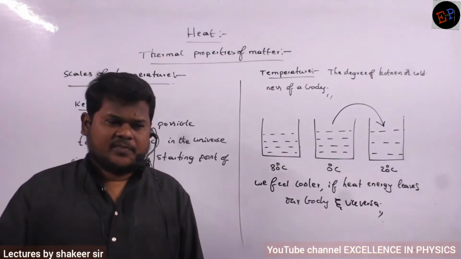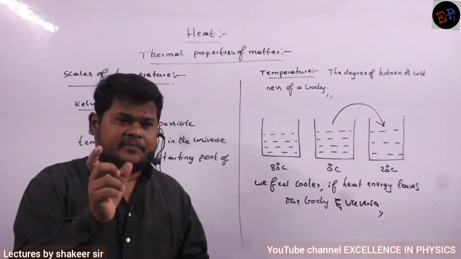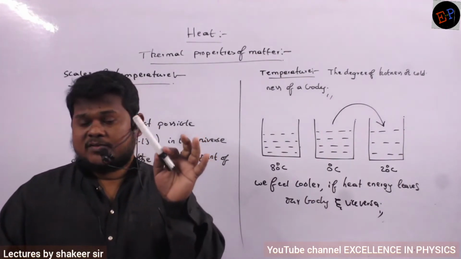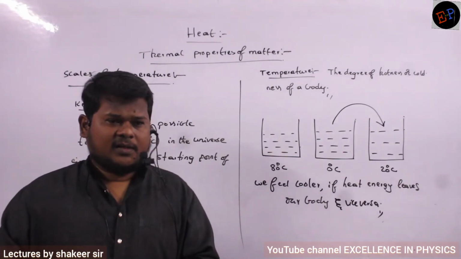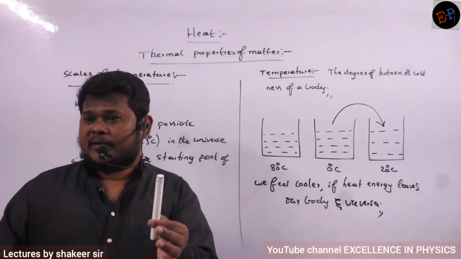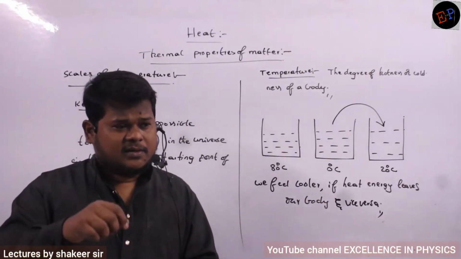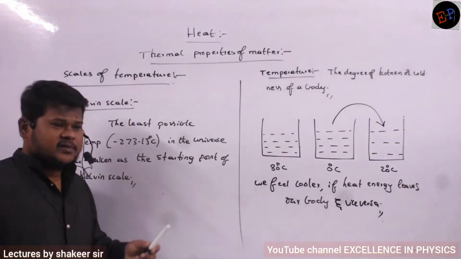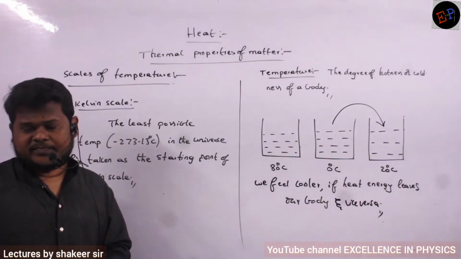Okay? For example, if you take any matter, the atoms or molecules in the matter will always be vibrating about their mean position. For example, if you take the molecules of this pen, they will also be vibrating about their mean position. Okay? And if I reduce the temperature of this pen, these vibrations will reduce. The amplitude of vibrations will reduce. And if I cool this pen to minus 273.15 degrees Celsius, then the vibrations of these molecules will permanently stop. Are you able to understand?